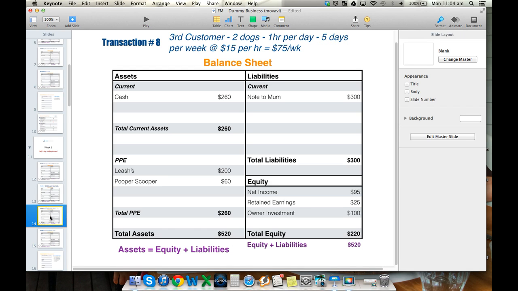Okay, another customer. We're getting some momentum here. This customer has 2 dogs, and they each want them walked for 1 hour per day, just 5 days a week. Now, we've got a bit of a deal for 2 dogs because it doesn't take twice as long. So we're going to charge $15 an hour to walk 2 dogs. So $15 an hour times 5 days per week is $75. So go ahead and enter this transaction.